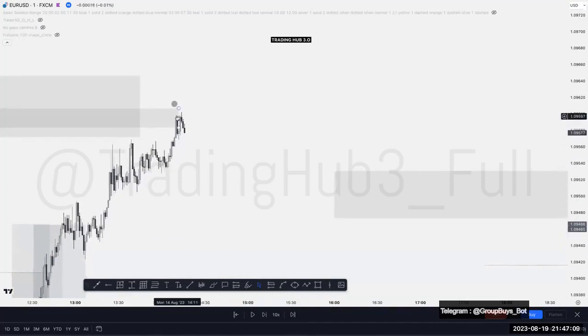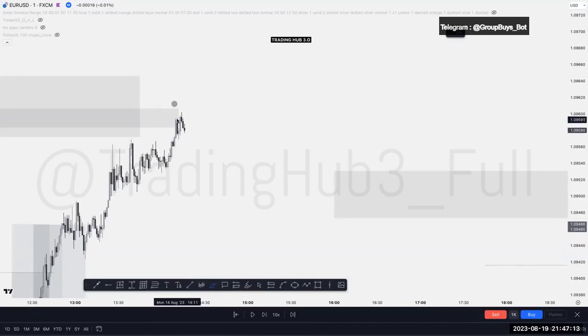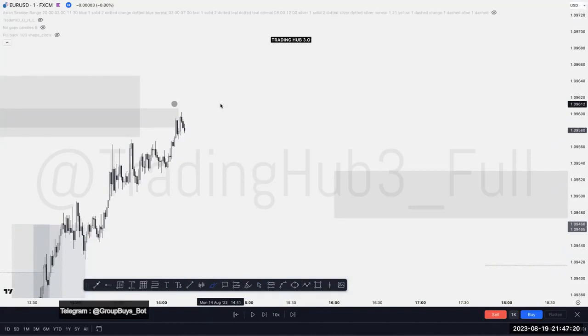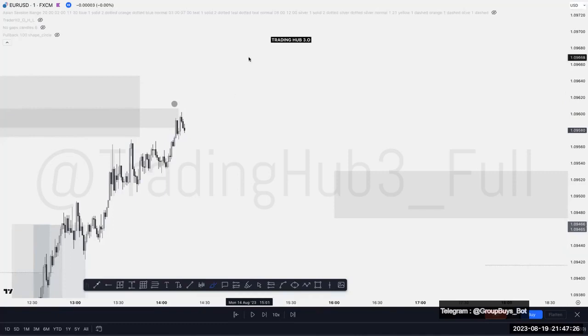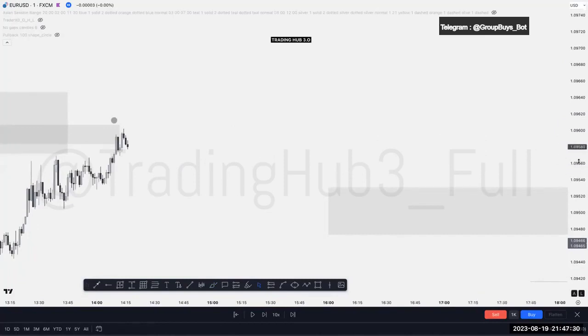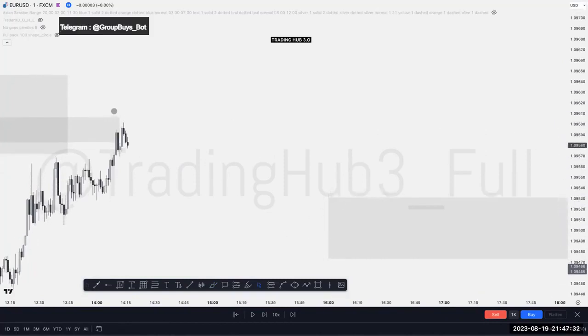So what happened here? The market broke this one, and when the market breaks the previous high, if it sweeps, then we can enter here directly. If it does not sweep, then you have to wait for it. Let me show you exactly what happened here.